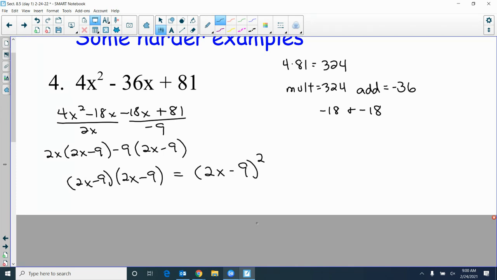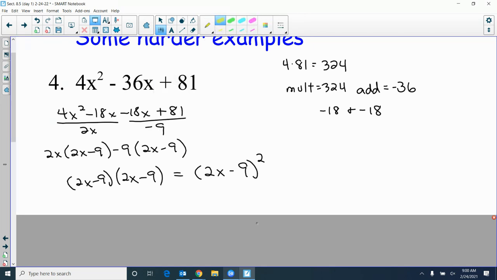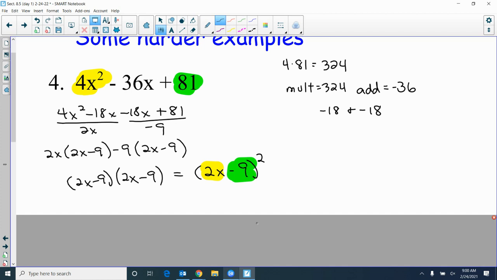Now, if you're paying attention, if you take a look, 4x squared is really 2x times 2x, right? And 81 is really negative 9 times negative 9. So if you recognize that the first and the last term are perfect squares, you can make your life just a little bit easier. So I want you to take a look at this one.